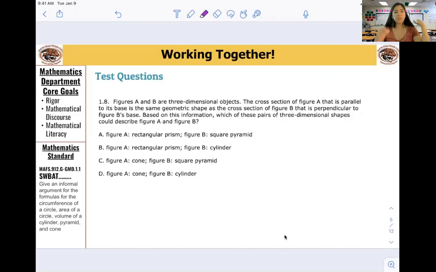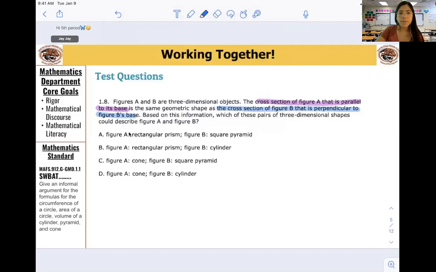Okay, so we've got two figures. They kind of describe them, but not really. We don't really know what type of figures they are. We're trying to figure that out. Huh, get it? Figure? Okay. Then it tells us about cross sections. It says the cross section of figure A that is parallel to its base is the same as the cross section of figure B that is perpendicular to figure B's base.